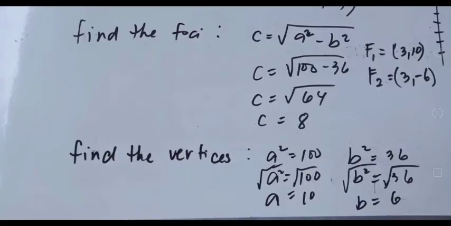After finding the foci, let us now find the vertices of our ellipse. In finding the vertices, we get the square root of a squared and b squared, so we can get the values of a and b. Extracting the square root of a squared, which is 100 in our equation, the square root of 100 is equal to 10. And the square root of 36 in our b squared is 6.